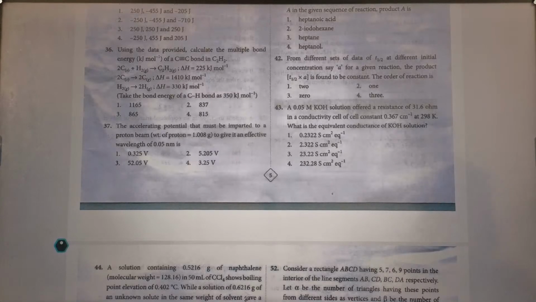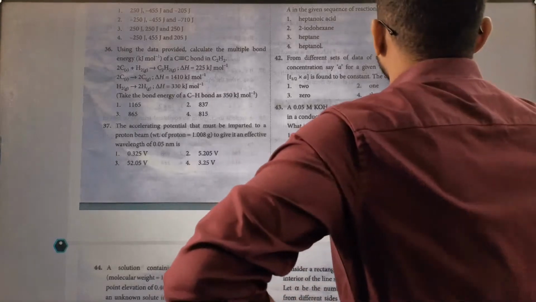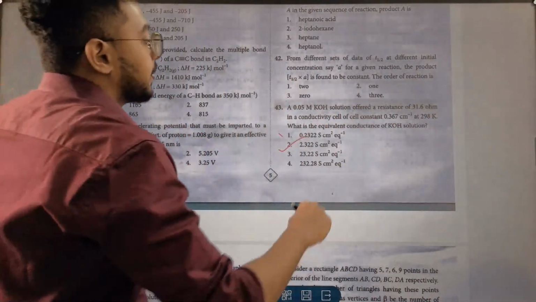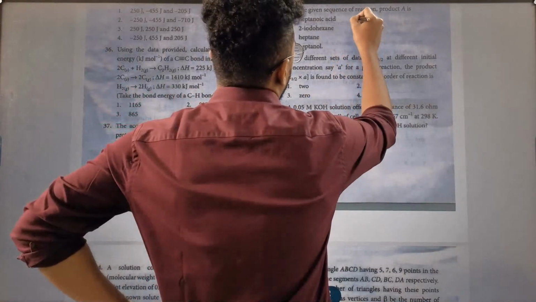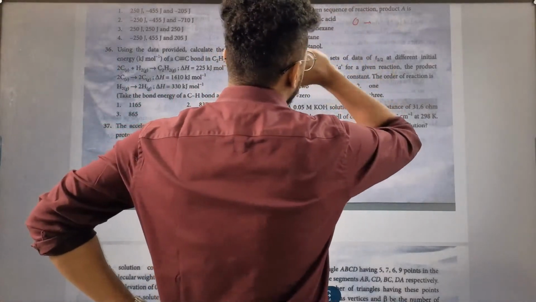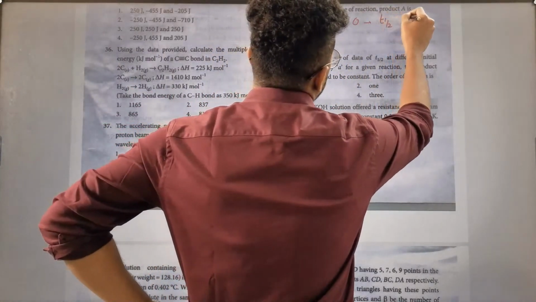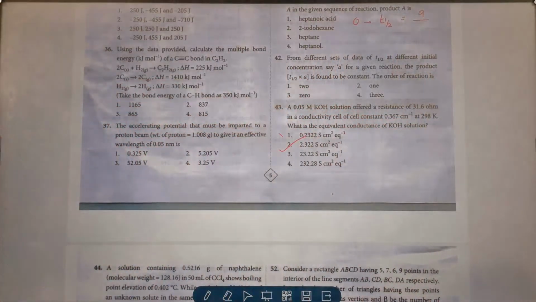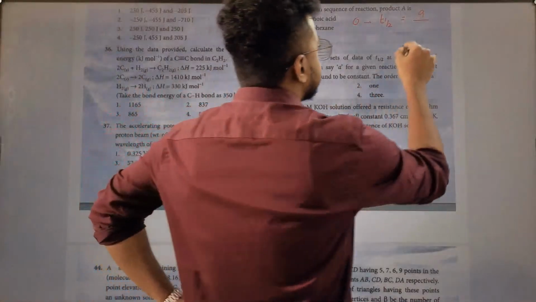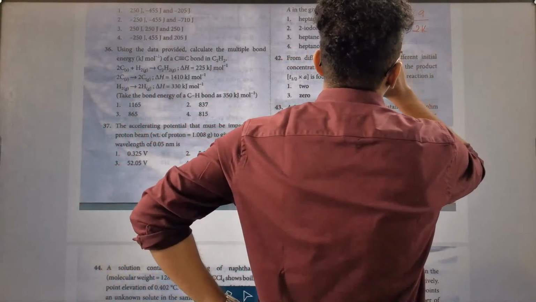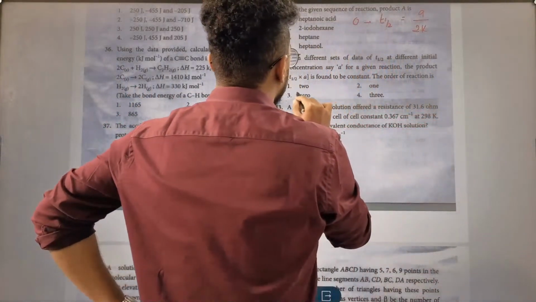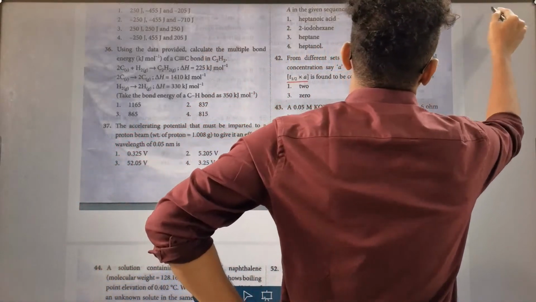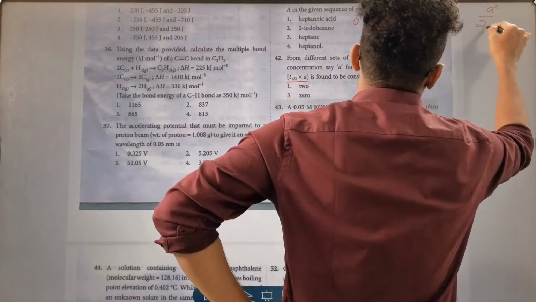So for zero order reaction, what is t half? For zero order reaction, the general formula for t half is, sorry, it is a upon 2k. In our question, it is given t half multiplied by a, so that is equal to a square upon 2k.